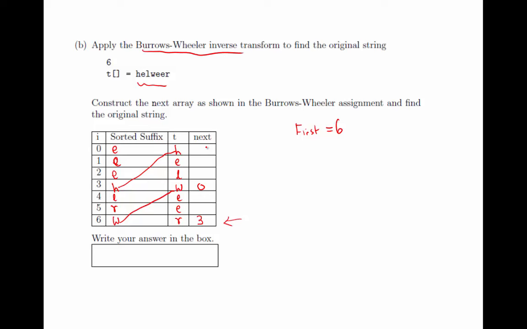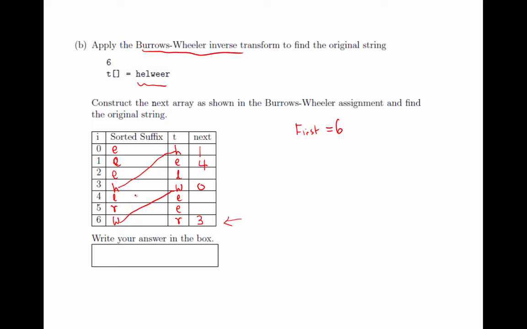And what is next of 0? So this means if you take this and sort it, the next of 0 is going to be this one here, because the E comes to the end. That would be 1. What is next of 1? Next of 1 is, if you take E, now notice I've already used the C, that would be this one here. So next of 1 would be 4.